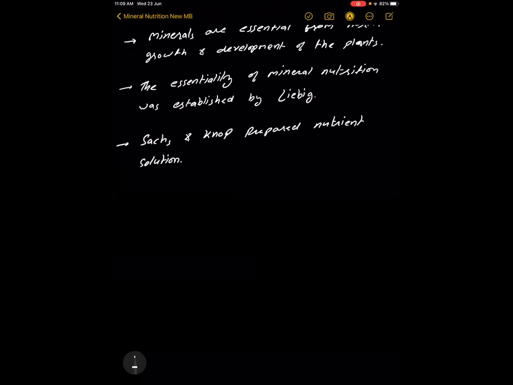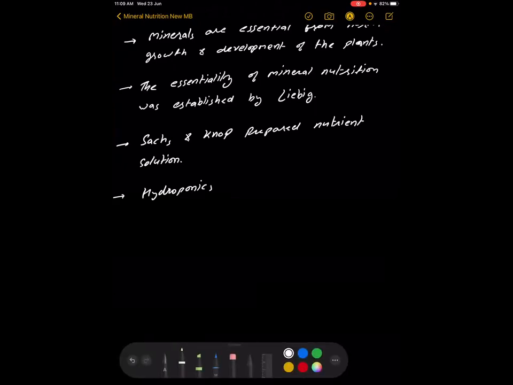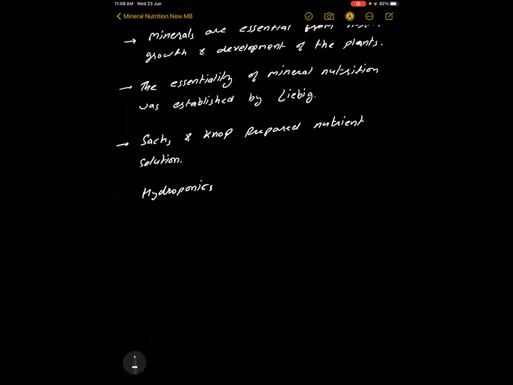So this nutrient solution is used in hydroponics. What is hydroponics? Water, and plants in water. Means soilless. You can say it is soilless culture. Actually it is not only water. This is a solution, liquid form, in which the plants are grown. That is called hydroponics. So these are some terms: hydroponics, aeroponics, and sand culture. For this, the prepared nutrient solution is used. Sachs and Knop prepared that solution, which is used in soilless culture.